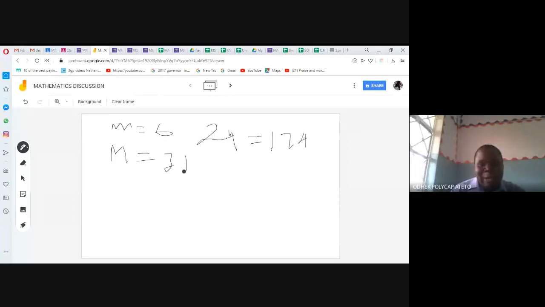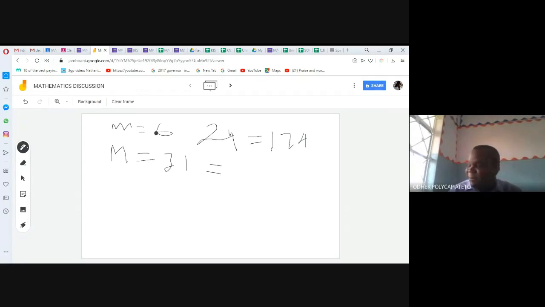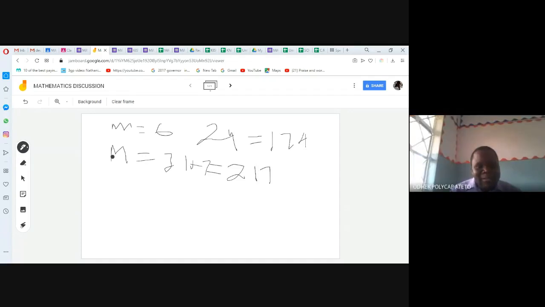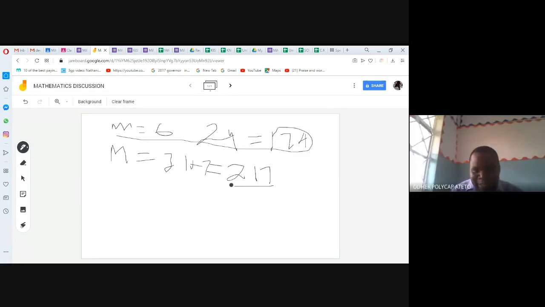So what do you do now to get the total mass of the students and the teacher? The students were 6, is that correct? Yes. Plus the one teacher, giving us how many? 7. So multiply this one by 7, then you get the total. What is the total? 217. So Sarah, you see now, the mass of the teacher plus the students is 217, and the mass of the students alone is 174. So if you're asked what is the mass of the teacher, you come here and subtract.